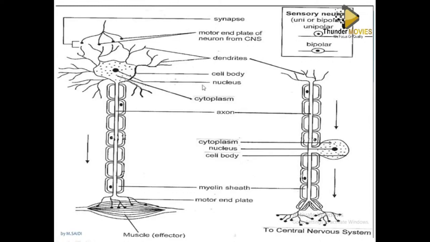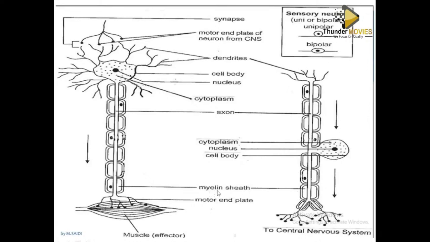And then you have the nucleus. The nucleus contains the genetic material. Therefore it controls the activities of the cell. Then you have the cytoplasm. The cytoplasm is where cell activity takes place. The axon is a part of a neuron which takes away information from the cell body. So this is an axon which takes away information from the cell body.